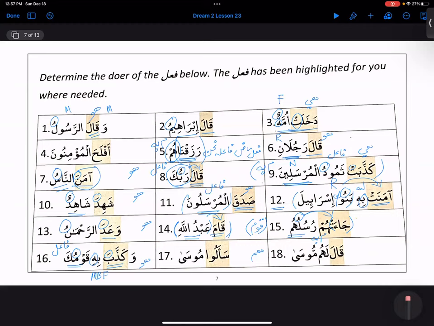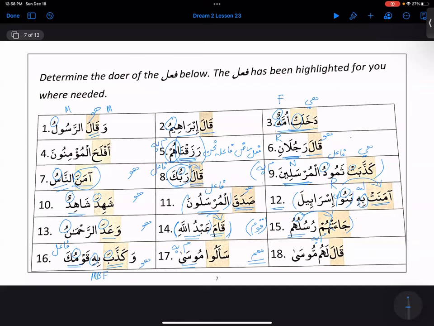Subhanallah. They asked. So we have fail and maful. Maful is whom over here. So they asked who? They asked Musa. And again, it is giving us the answer of who. So again, this is mafulun bihi. They asked Musa.